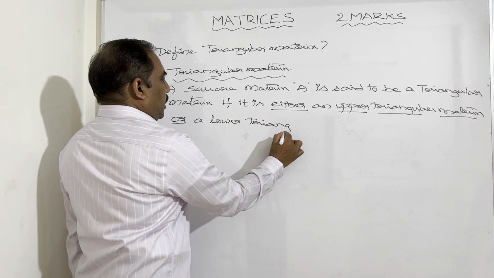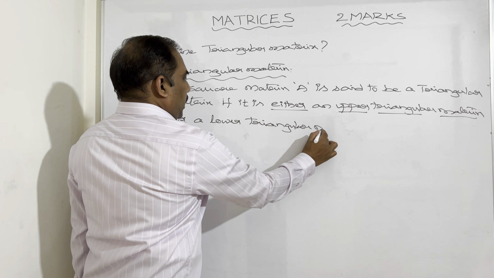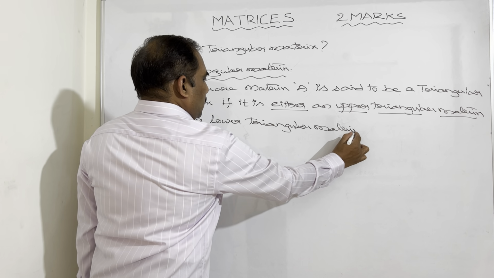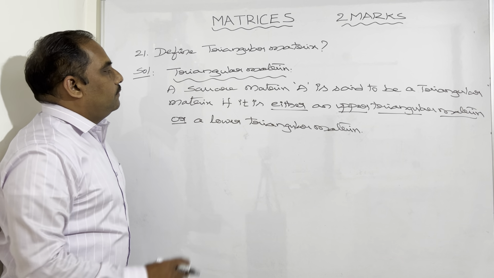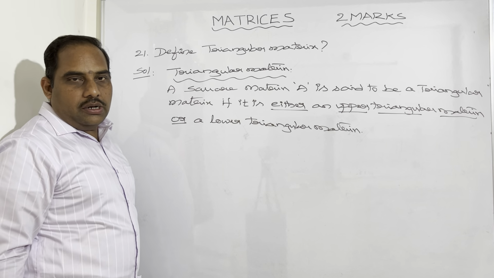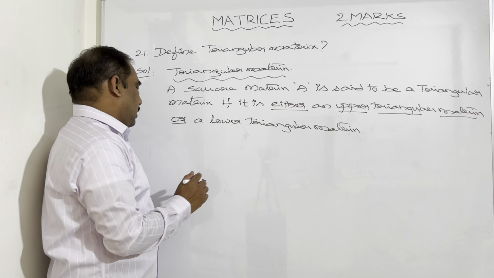A lower triangular matrix. A square matrix A is said to be a triangular matrix if it is either an upper triangular matrix or a lower triangular matrix.